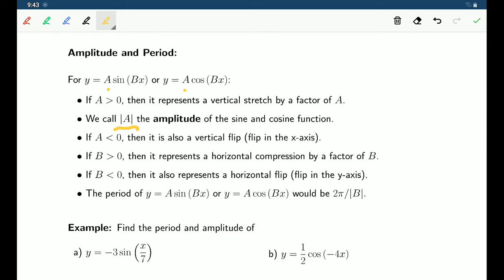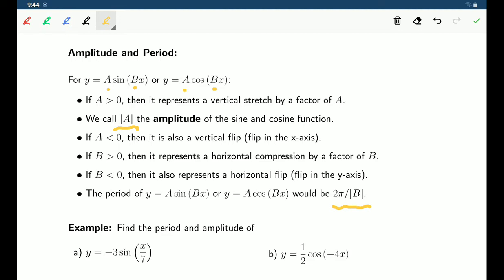For the number that's in front of the x, the b that we have here, we know that that represents a horizontal compression by a factor of b. So that means that we will be compressing our graph in by a factor of b, or in other words, dividing all of our x coordinates by b. And so normally, if the period for the sine function or cosine function is 2 pi, then for cosine bx or sine bx, the period would be 2 pi divided by b.